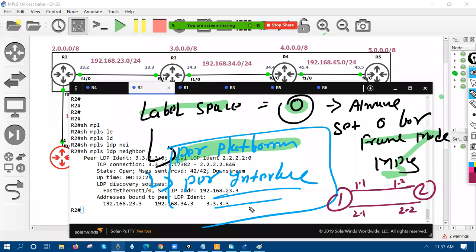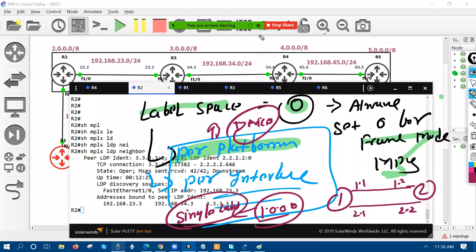Per platform, you can assume it like this: per device, per LSR router. That's the meaning of per platform. Per interface, what happened? I'm going to generate the label only for the specific interface. This interface has a separate label, and this interface has a separate label.